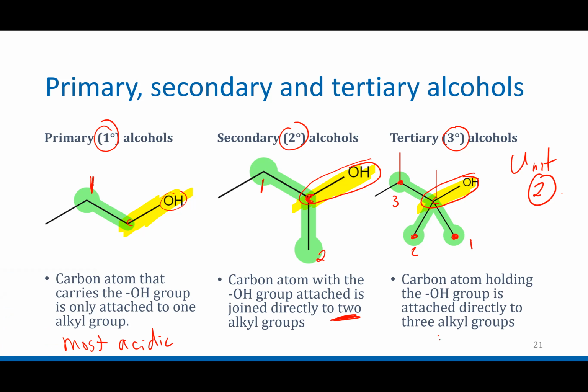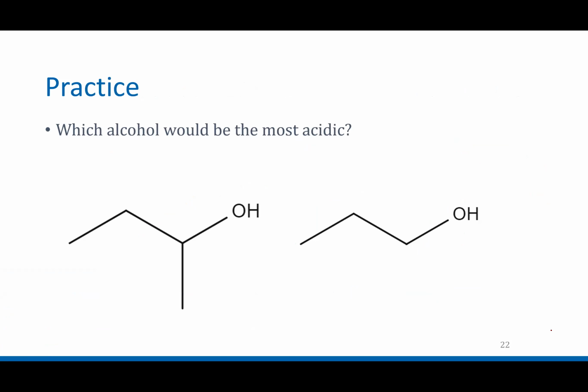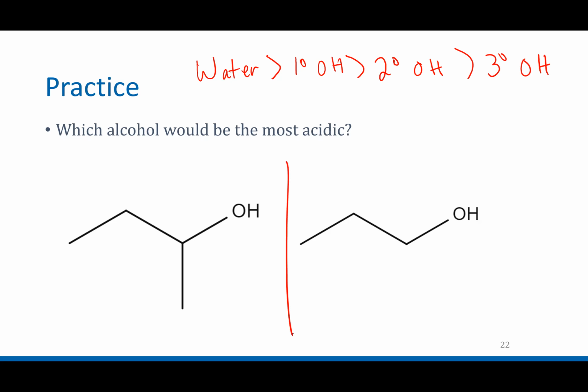In terms of alcohols, this would be the least acidic. Okay, so you might see this in the lab tomorrow: which alcohol would be the most acidic? So remember, water is number 1, then it goes primary alcohols, then secondary alcohols, and then tertiary alcohols. So I need to look at these 2 chemicals and figure out which one is primary, secondary, or tertiary. So first things first, let's get my highlighter out.